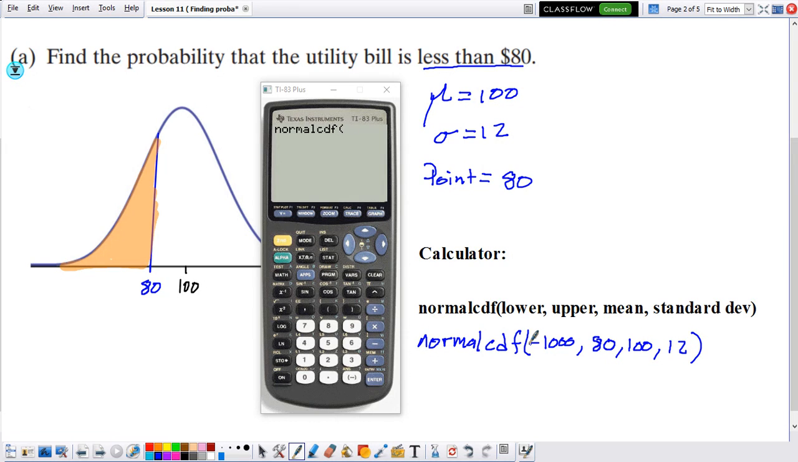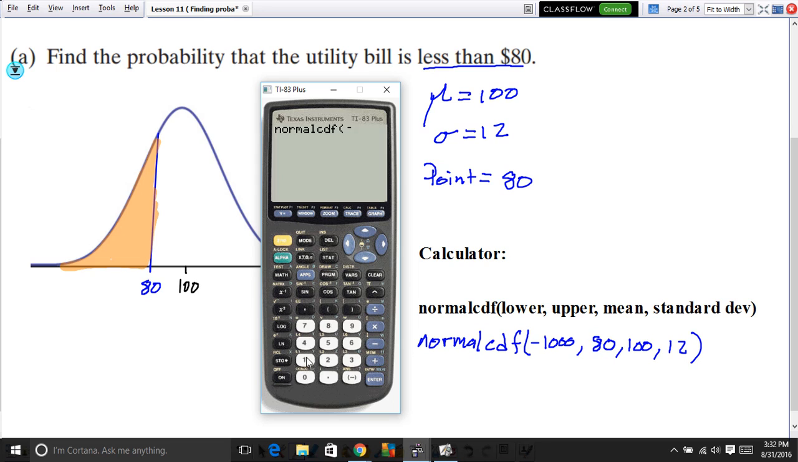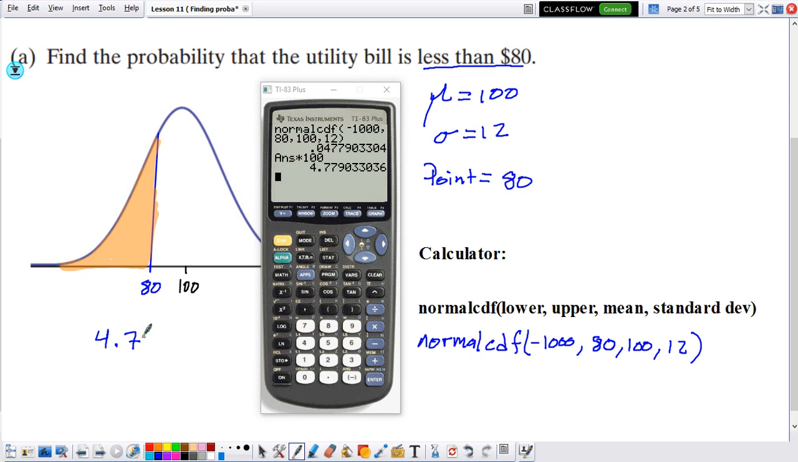So let's plug this into the calculator. The lower bound is negative 1000. Then you press comma. Then we put down our upper bound, which is 80. Then you press another comma. Then our mean, which is 100, comma 12. So this is it. Now it says that we have a probability of 0.0477, but we always want that in percentage. So we multiply it by 100. So that means there's about a 4.77% probability.